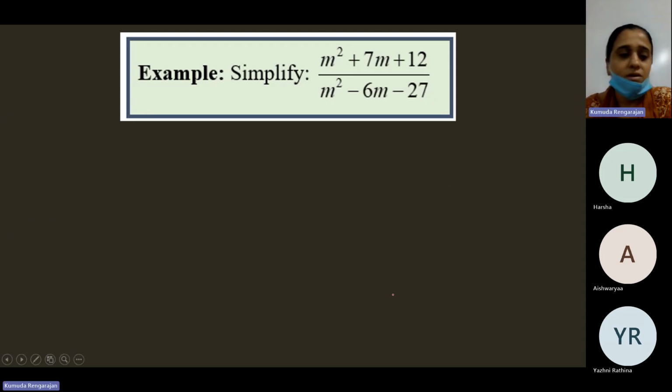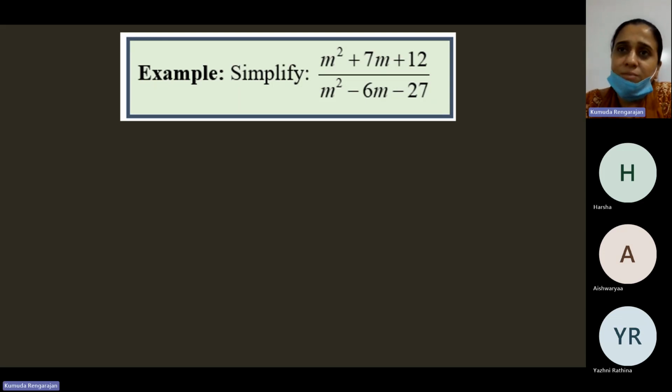Recall from memory. How do you factorize a trinomial which is not a perfect square? By splitting the middle term. With a trinomial, you can see the numerator and denominator are trinomials: 3 terms in the numerator, 3 terms in the denominator. Correct?